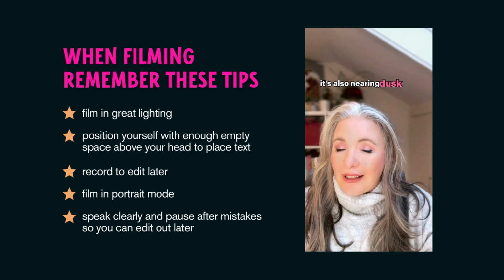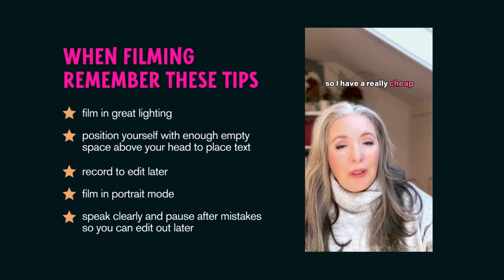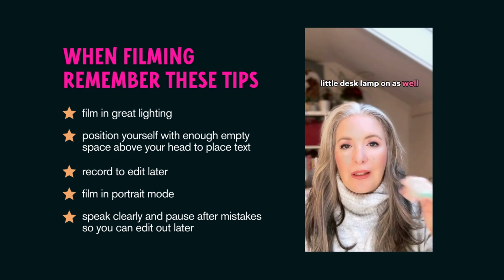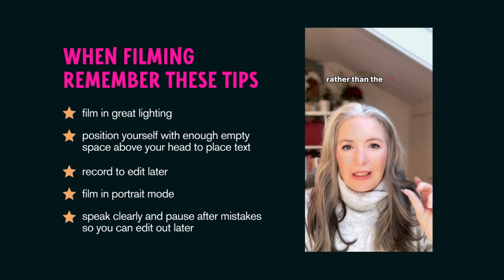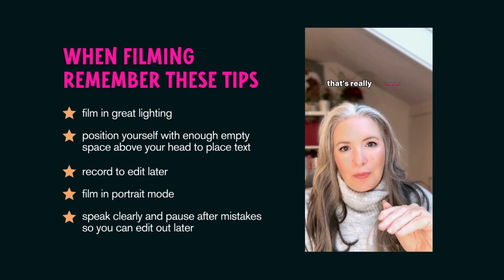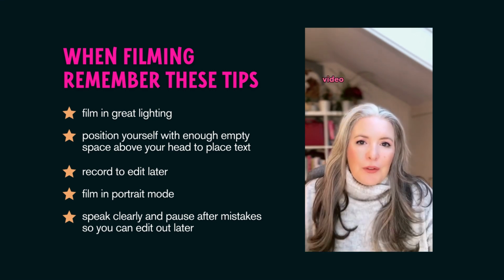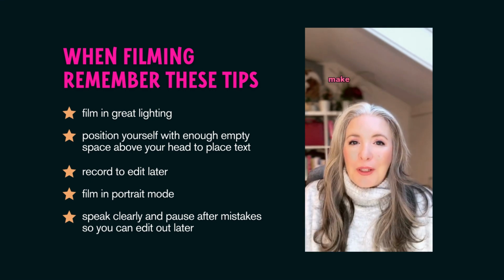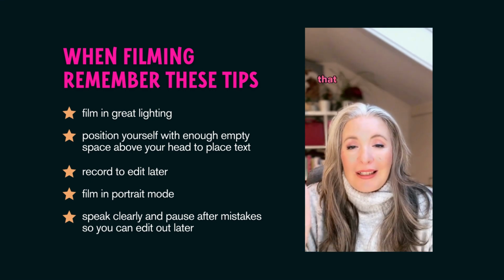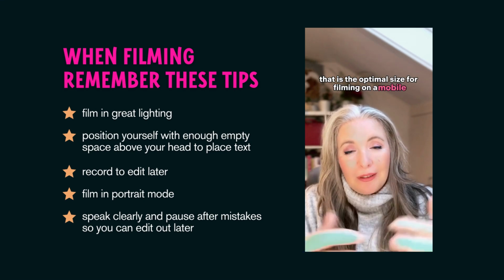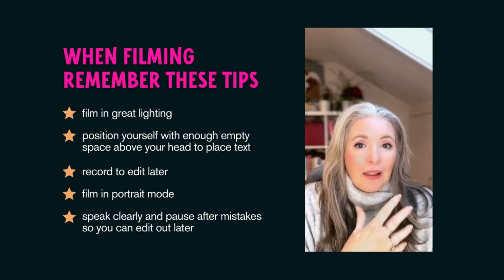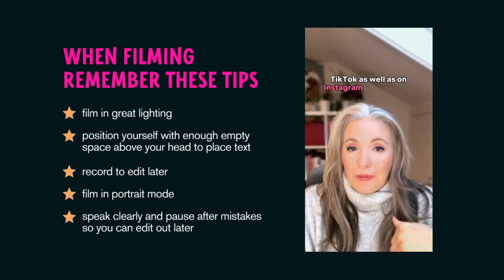It's also nearing dusk here, so I have a really cheap little desk lamp on as well, which has white light rather than the kind of yellow fluorescent light, because that's really important. You don't want your video to be too yellow in tone either. Make sure you film in portrait format because that is the optimal size for filming on a mobile, and it works well across TikTok as well as on Instagram for your reels.